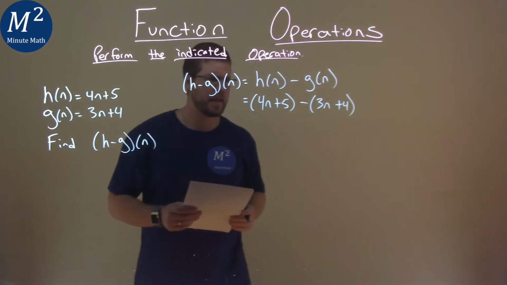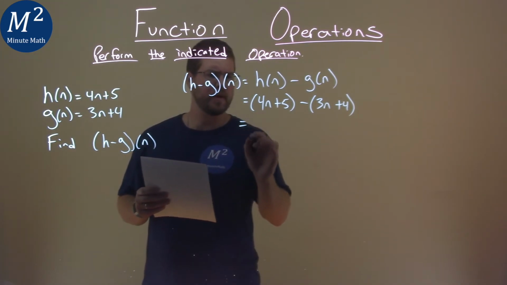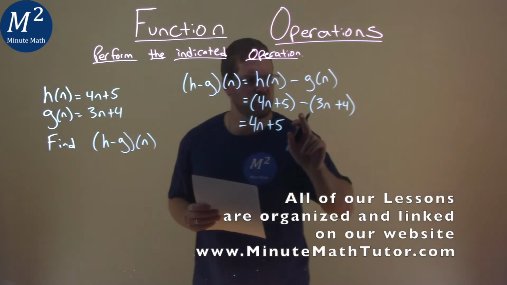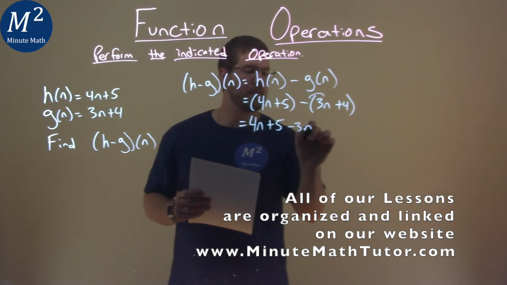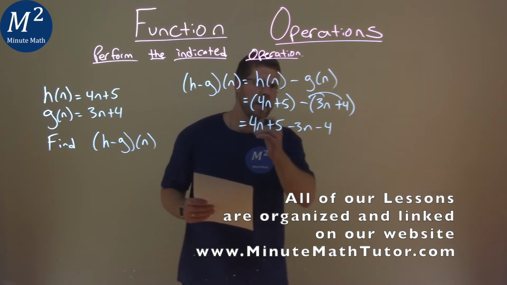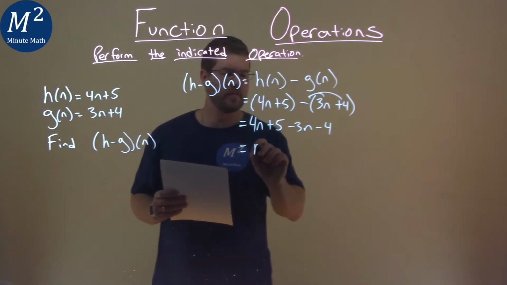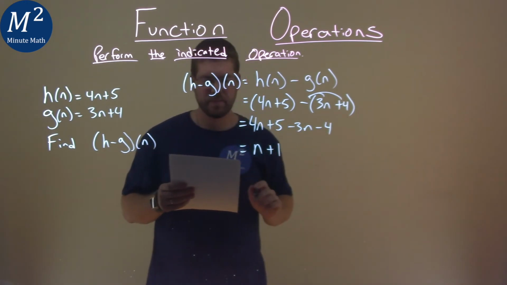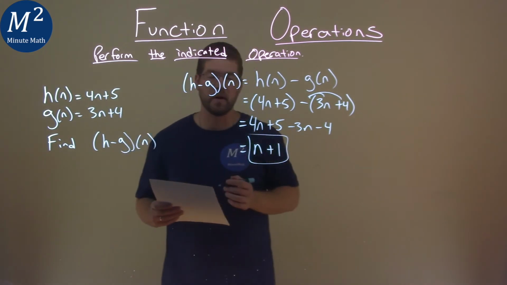All right. Now this one's a little tricky. We gotta make sure we follow our order of operations. Bring it down, 4n plus 5 here. But the minus sign gets distributed to both parts in the parentheses. So we have a minus 3n, and then a minus 4. Now we have to combine our like terms. 4n minus 3n is a 1n. And 5 minus 4 is a positive 1. And so our final answer here is just n plus 1.